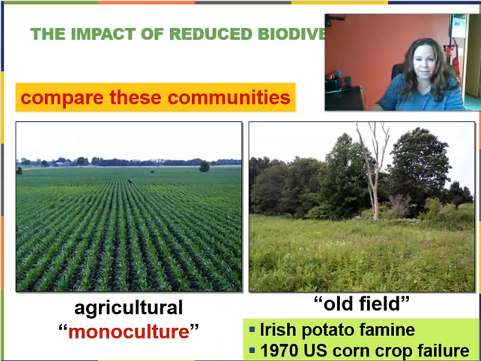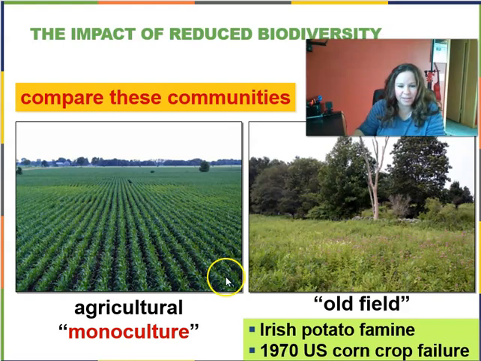Here's the impact of reduced biodiversity. This habitat is called a monoculture. It's been cleared, and basically it's one thing. There might be a tree every now and then, but it's basically one thing that will not recover very quickly. There's not enough biodiversity. Over here, the old field has a lot of diversity, different trees, bushes, plants, and will recover much better.